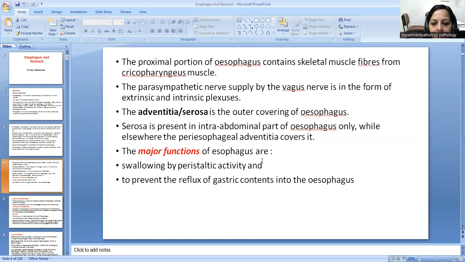The parasympathetic nerve supply by the vagus nerve is in the form of extrinsic and intrinsic plexuses. The adventitia or serosa is the outer covering of the esophagus. Serosa is present in the intra-abdominal part of the esophagus only, while elsewhere the periesophageal adventitia covers it. The major functions of the esophagus are swallowing by peristaltic activity and preventing the reflux of gastric contents into the esophagus.